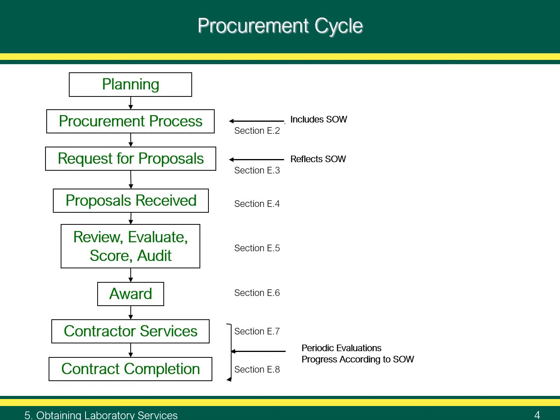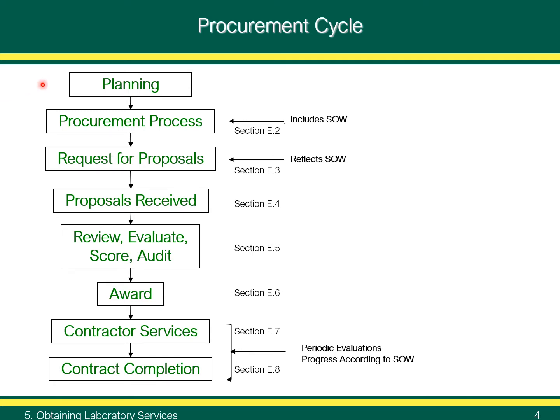While these may differ nominally in their formal structure or their naming, they should strive to accomplish similar goals of obtaining analytical services that meet project requirements for a fair, competitive price. The flow diagram on this slide summarizes key steps in the procurement cycle. It references the specific parts of Appendix E that discuss each item.